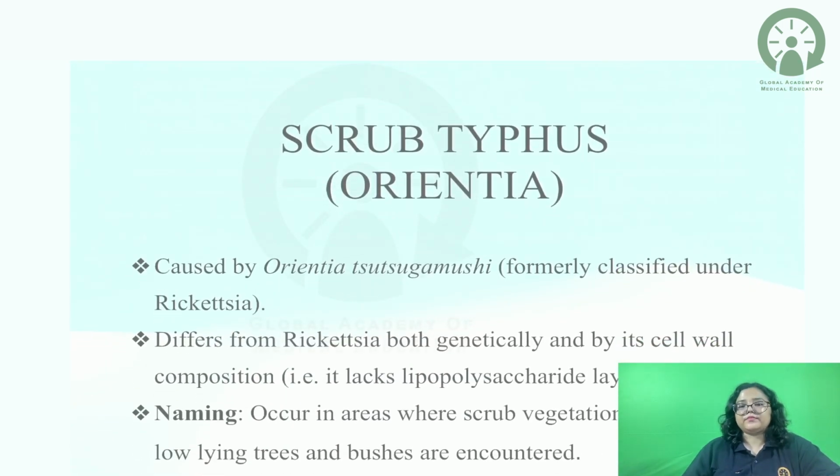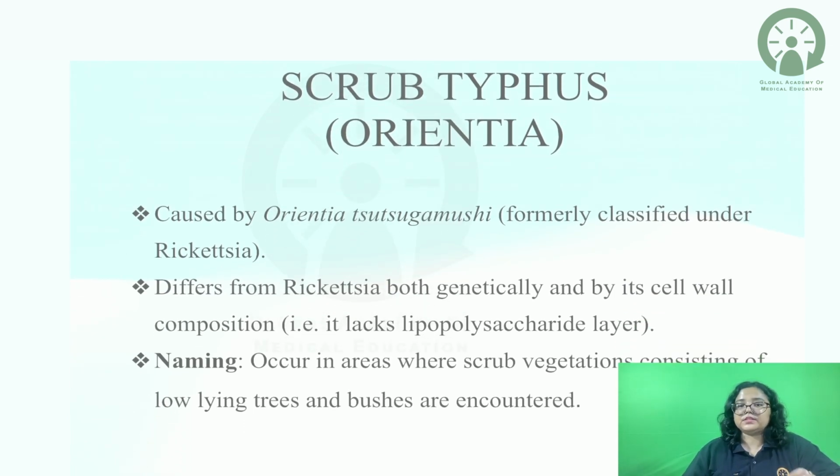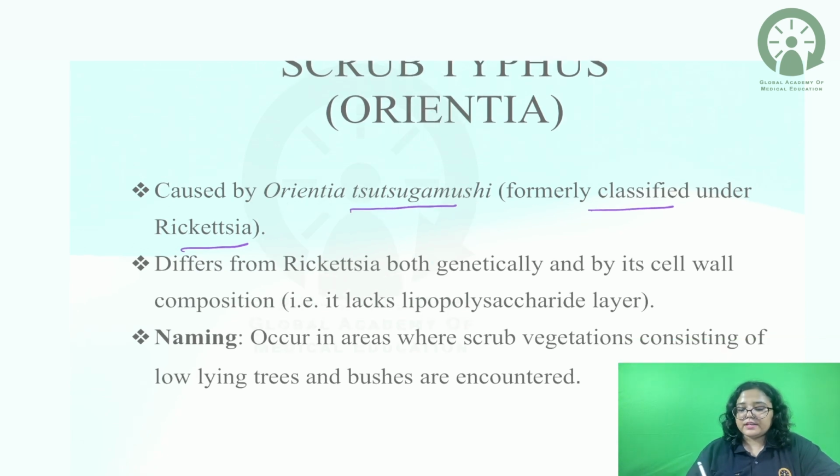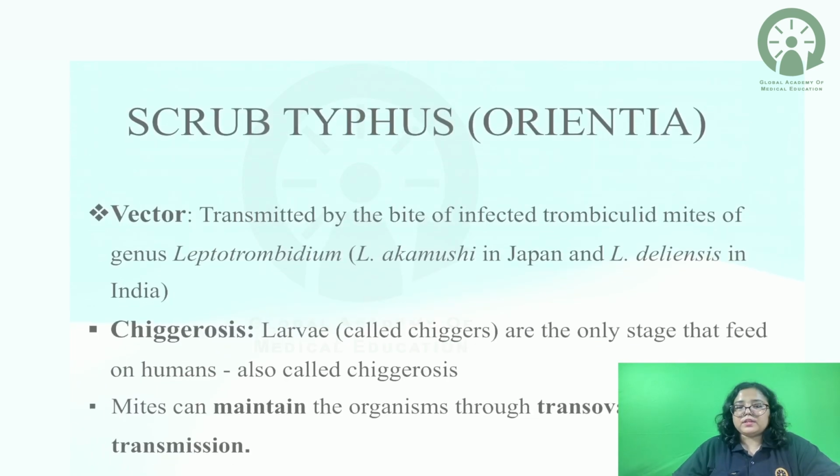So after the typhus group and the spotted fever group, we have scrub typhus, which is caused by Orientia tsutsugamushi, formerly classified under Rickettsia, but it differs from Rickettsia both genetically and by its cell wall composition. It lacks the lipopolysaccharide layer in the cell wall. What is the naming? The nomenclature comes from scrub, which are the areas where scrub vegetation consisting of low-lying trees and bushes are encountered. So what is the vector?